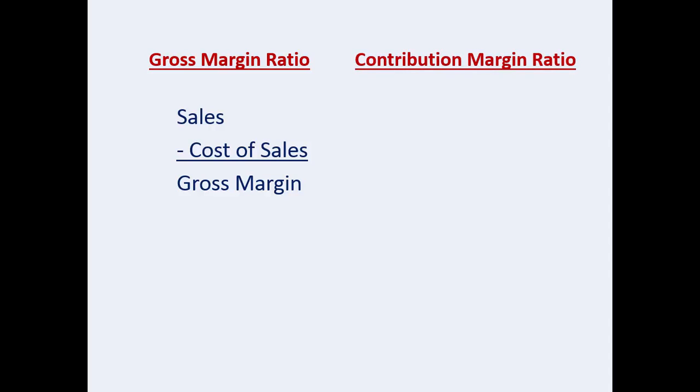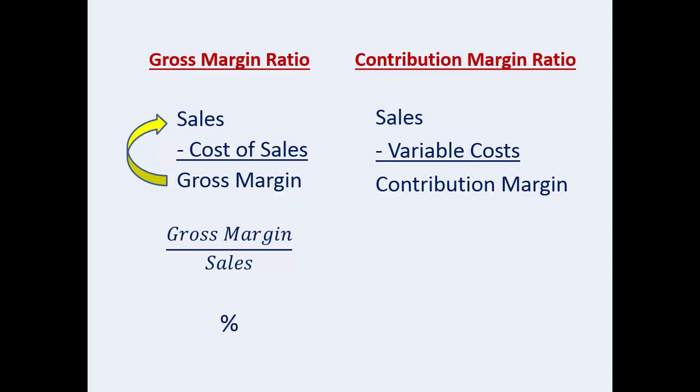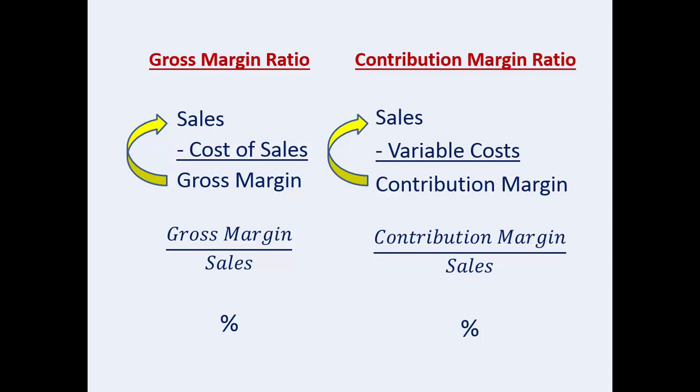So let's compare this to an equation you may remember from financial accounting. Sales minus cost of sales, or cost of goods sold, is gross profit or gross margin. Contribution margin, we're looking at sales minus variable cost, gives you contribution margin. But this is not the ratio. It's one more step. You take gross margin, divide it by sales, and it's expressed as a percentage. Contribution margin, take that, divide that by sales, and it's expressed as a percentage, the ratio.